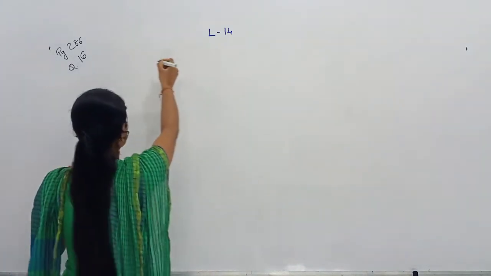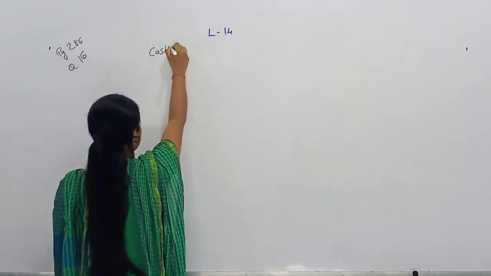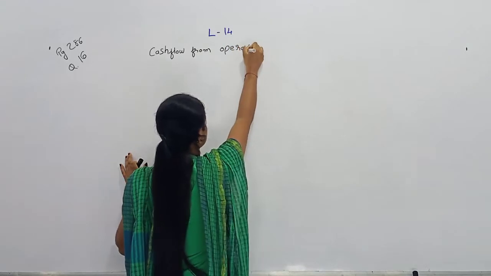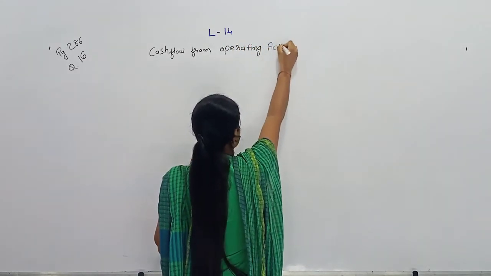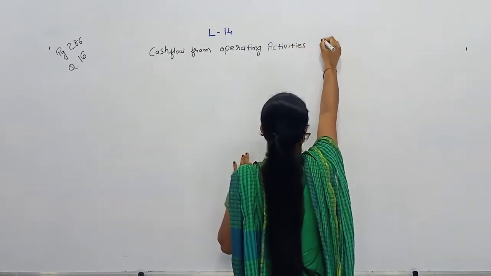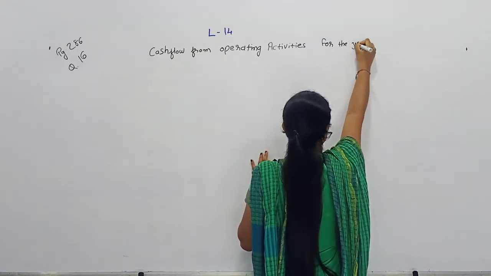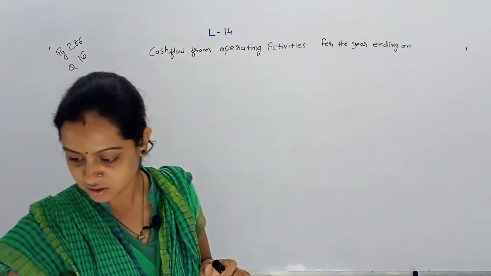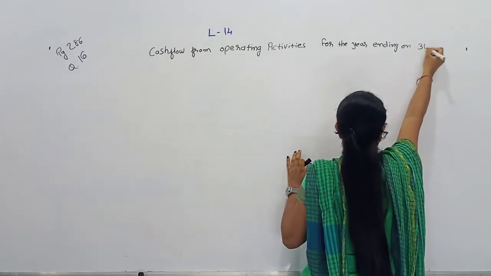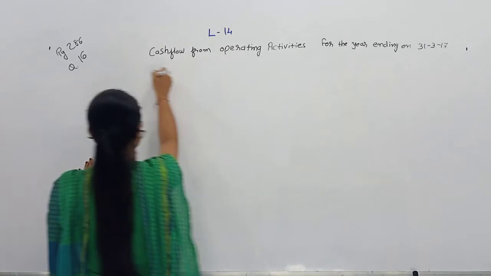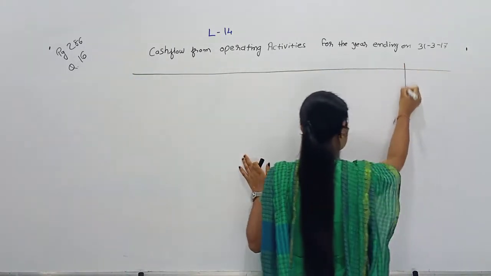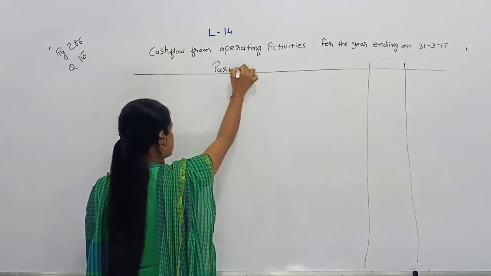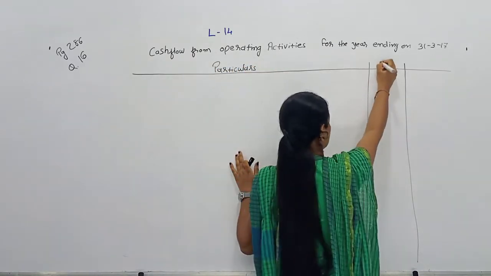So first of all, we'll give the head, cash flow from operating activities for the year ending on, which date they have given in the question, 31/3/17. Particulars, rupees.